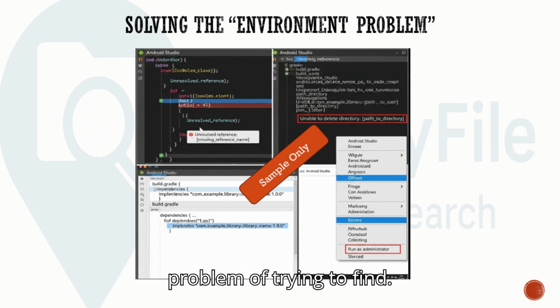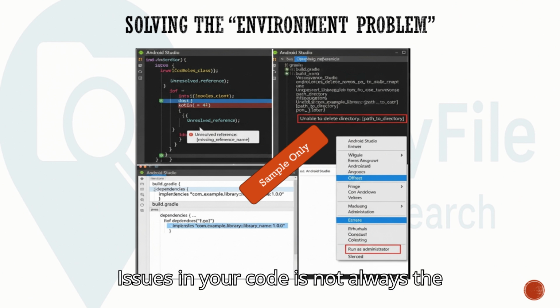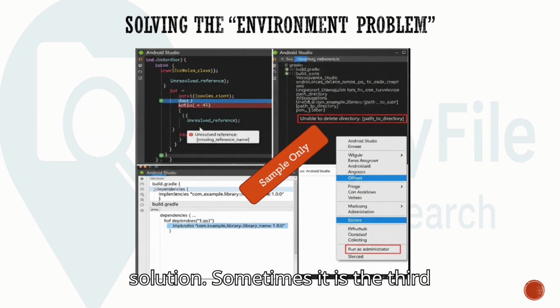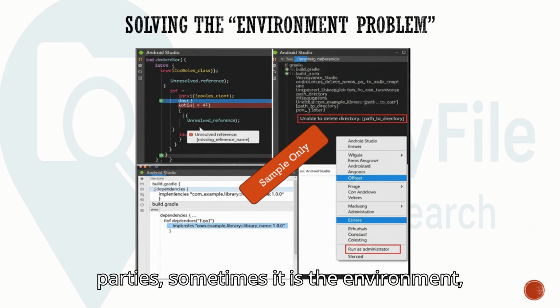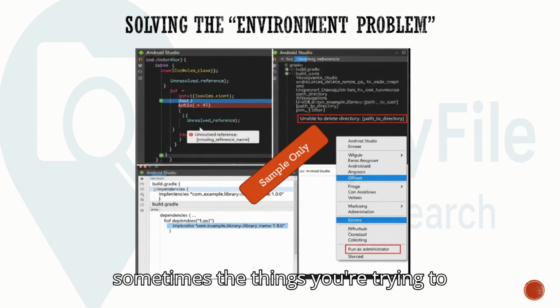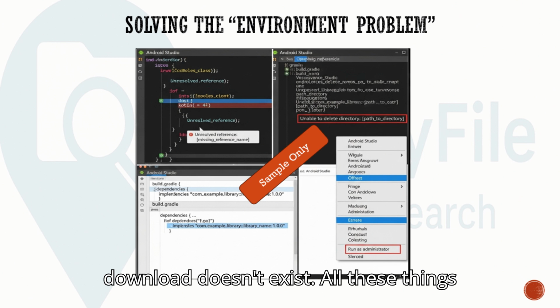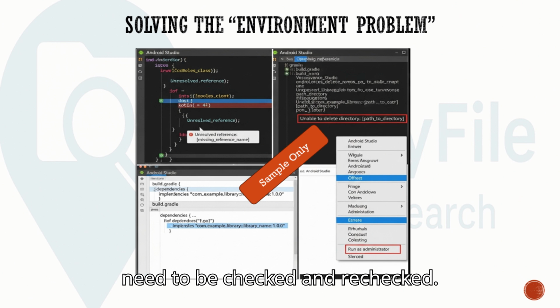The crucial lesson is that trying to find issues in your code is not always the solution. Sometimes it is the third parties, sometimes it is the environment, sometimes the things you're trying to download don't exist. So all these things need to be checked and rechecked.